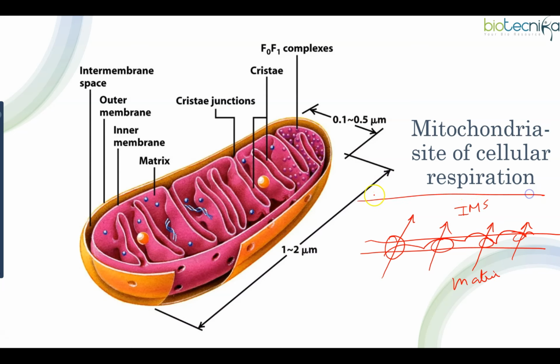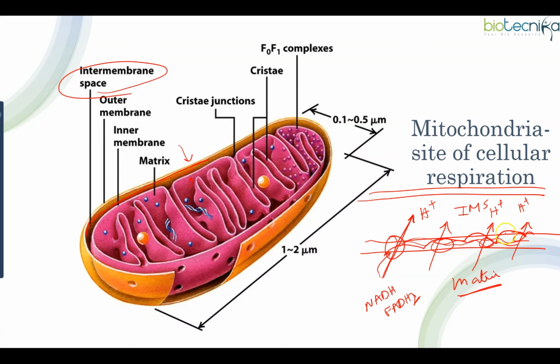Outside will be the outer membrane. This is the outer membrane, this is the inner membrane, and in between, this gap is the intermembrane space. So from the matrix, through the electron transport chain, NADH and FADH2 will be present in the matrix. Once they give the electrons to the carrier complexes, the electrons are passed on, and the complexes pump protons towards the intermembrane space.